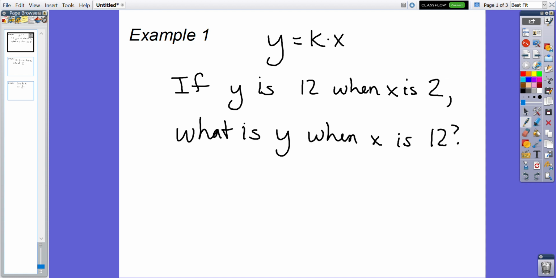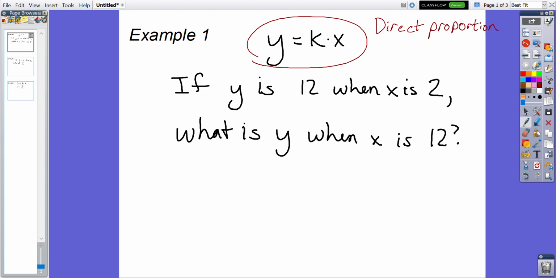The first example I want to look at is this one right here that says if y is 12 when x is 2, what is y when x is 12? We're going to use this little formula up here, y equals k times x, to help me figure out this question. Now, y equals k times x is a literal equation, but it's what we call a direct proportion. As x increases, y increases with it. And the other way around is true too. As x decreases, y decreases with it as well.